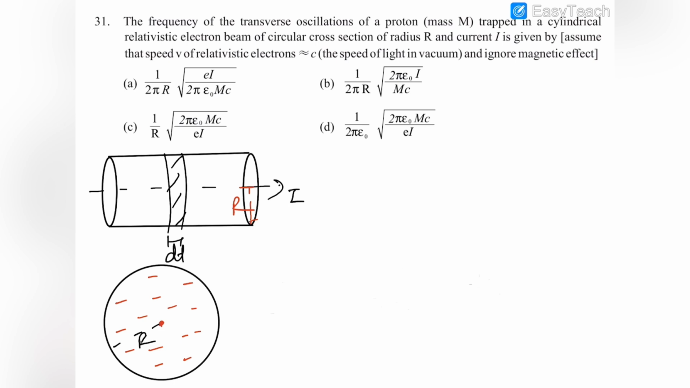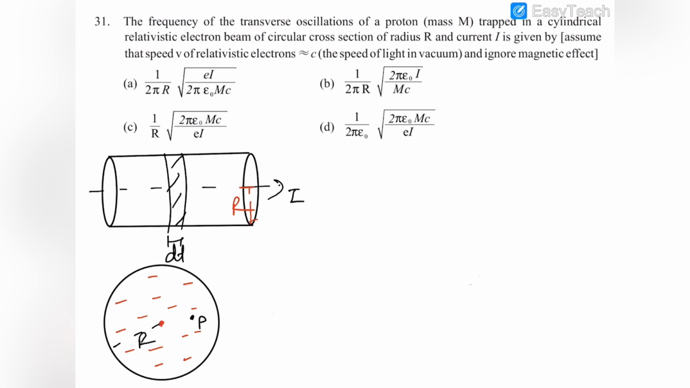You can see that there is a beam of electrons. This is an electron cylindrical beam whose radius is r, and a current is flowing in this direction. So this cylinder is a beam of electrons, and therefore it would be filled with electrons completely. Now let us see the cross section of the cylinder. Let us suppose that there is a proton which is trapped at this point at some time, and this beam is having electrons moving out of the surface.